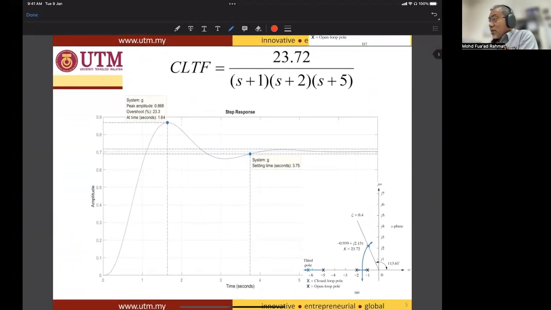So let's see the time response. This is the uncompensated system before the PD controller, with the closed loop transfer function. We obtain that the settling time is 3.75. That's too long. And Tp is 1.64.